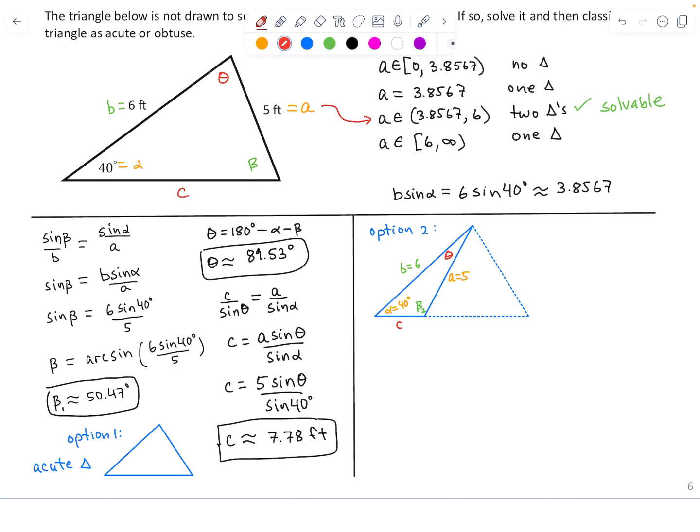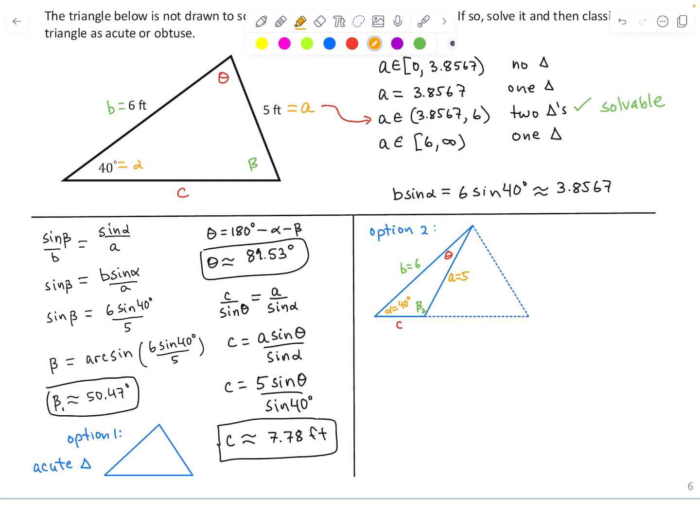Now, how do I find beta 2? Because if I set up the law of sines and repeat this process, I'm still going to get beta equals about 50.47 degrees. In fact, the arc sine cannot give me an obtuse angle. If you recall, the range of arc sine is only the fourth or first quadrant, so I cannot get an angle between 90 and 180 degrees.